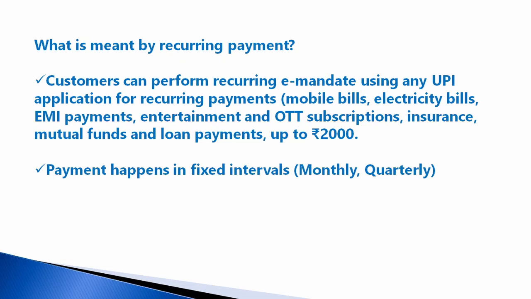Payment happens at fixed intervals. It can be monthly, quarterly. So this is called recurring payment. These payments can be your electricity bill or your bank loan EMI or your subscription to the DTH. These will happen monthly.